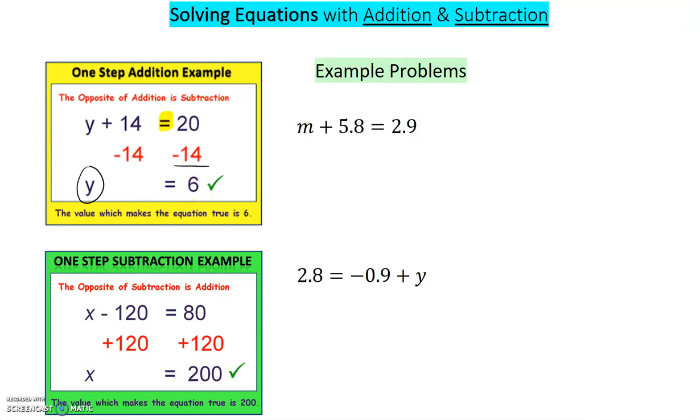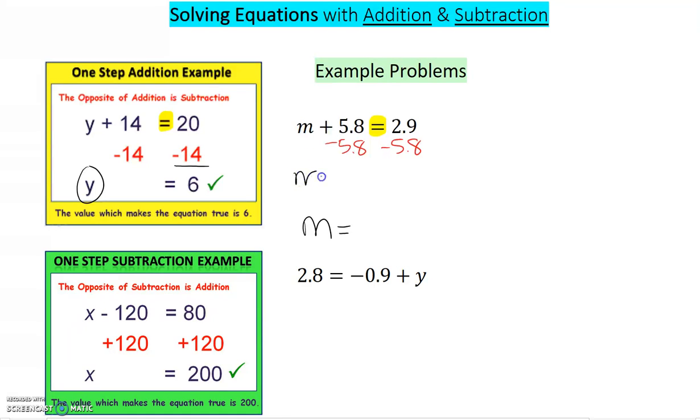Let's take a look at a problem where there are some decimals. Everyone loves decimals. So in this case, our goal is to get m by itself. In the end, we want m equals. Now, how do we do this? Well, to get started, we need to subtract 5.8 from both sides of the equal sign. Remember, you do the same thing on both sides of the equal sign.